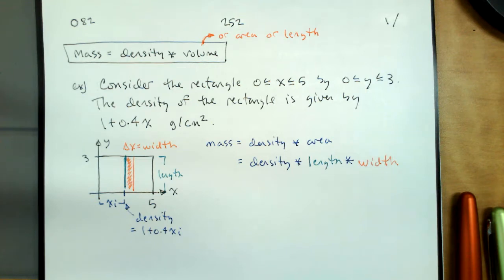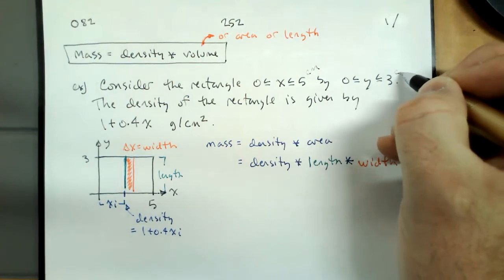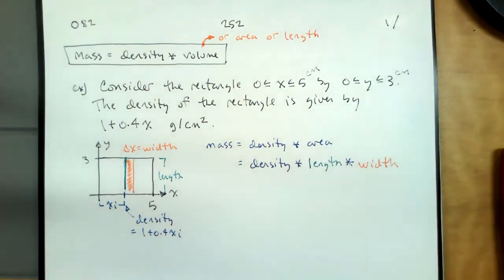Yesterday, our first rectangle, a 3x5 rectangle. These are centimeters. Our first 3x5 rectangle had a constant density of 2 grams per square centimeter. Since everything in our multiplication was constant, we got to multiply 2 times 3 times 5, 30 grams.